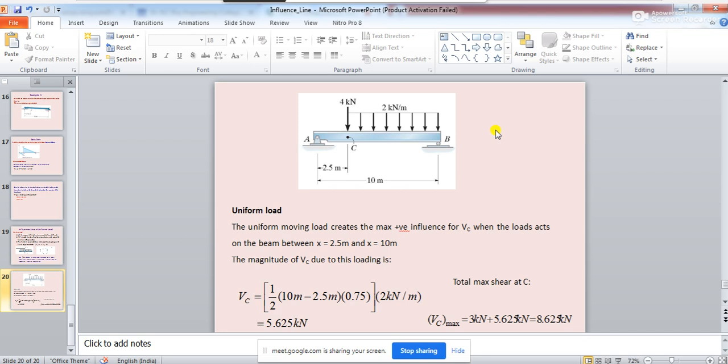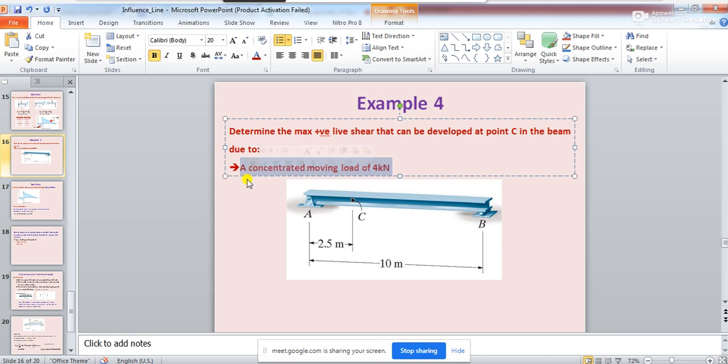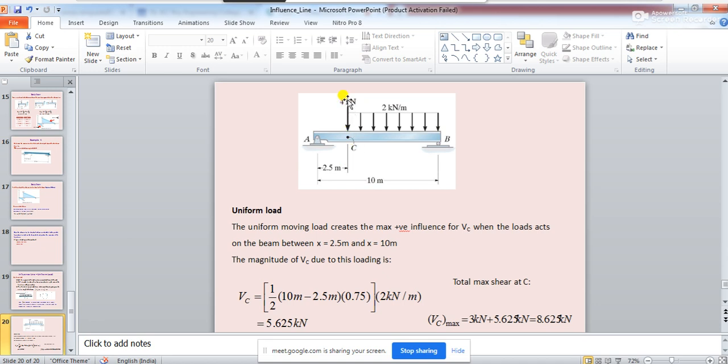Okay. So now take this problem. This is the same problem we are discussing here. In this simply supported beam, point C is at a 2.5 meter distance from A. For a concentrated moving load, we have observed what will be the maximum live shear in the beam. Now you see, instead of this concentrated load, let's say a concentrated load along with a 2.5 kilonewton meter load moves on the beam. Then what will happen?